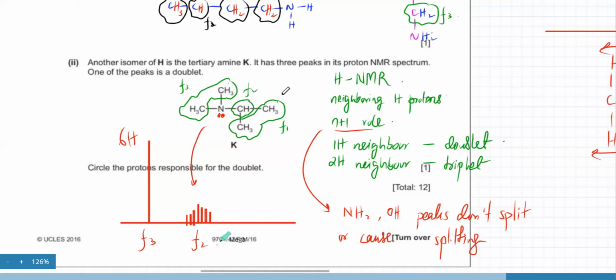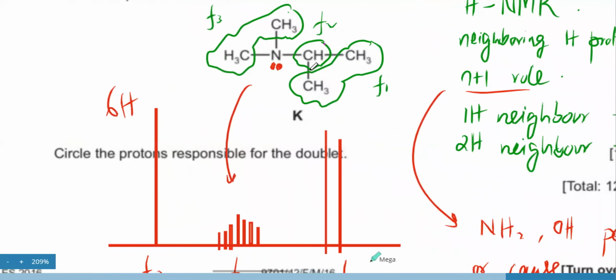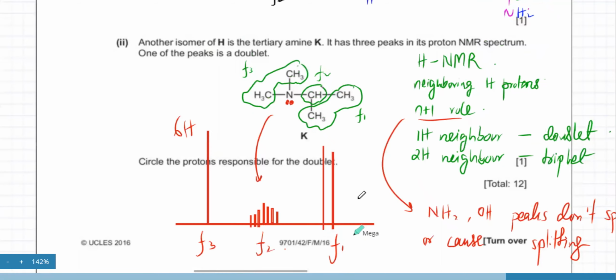Then we come to F1. F1 is going to be a large peak as well, except that F1 is going to be a doublet. Why is it going to be a doublet? Because if you look at F1, these hydrogens' neighboring carbon only has one hydrogen. So by the n+1 rule, it splits into two, so it's going to be a doublet. And the question asked to circle the protons responsible for the doublet. So this is the proton that's responsible for the doublet. This one over here.